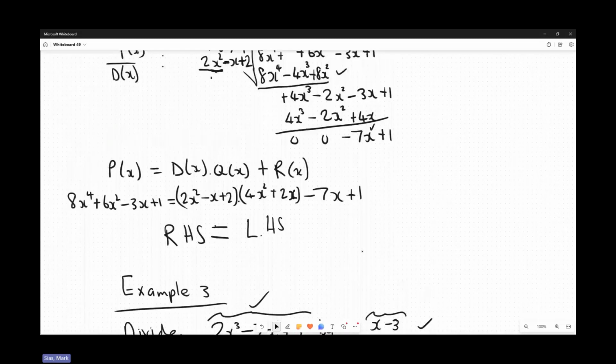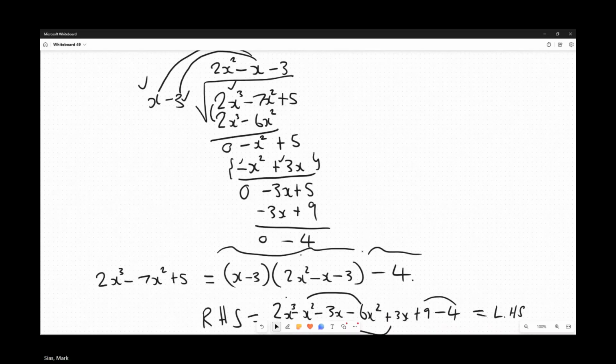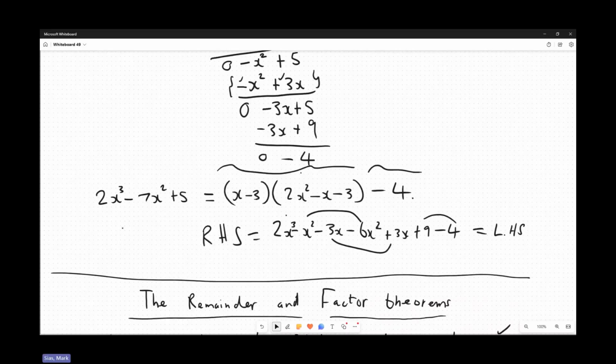So p of x for us in this previous problem, this was our p of x. And this one here was our divisor because we divided by that. This was our d of x, our divisor function. This one was our quotient function, q of x. And this minus 4 was our remainder function, okay? So just remember those terms, guys. And this was called the dividend p of x.